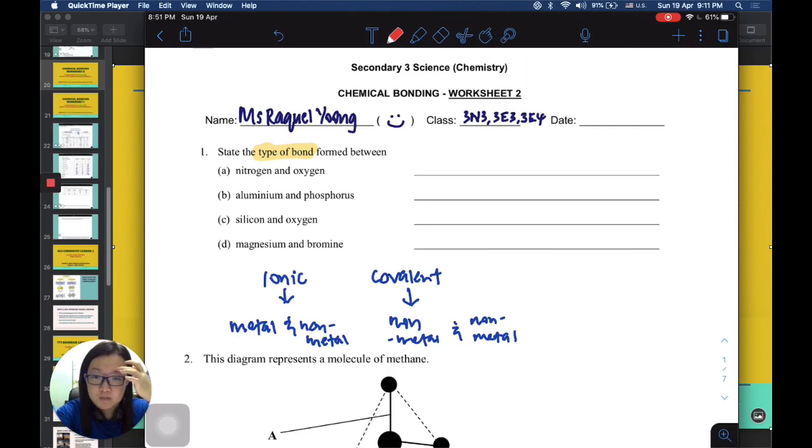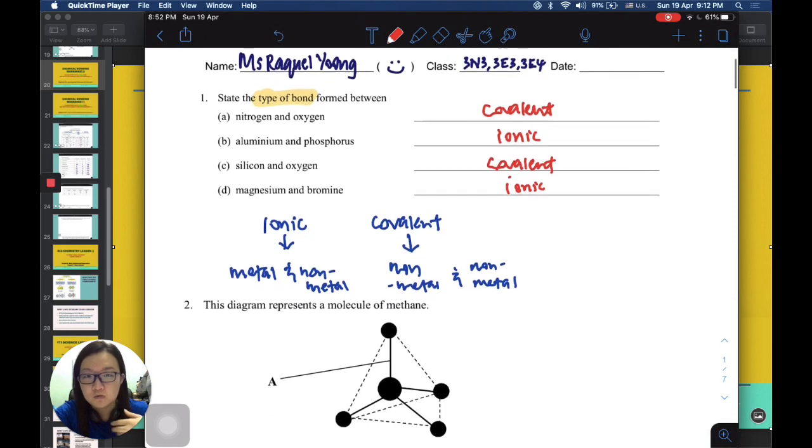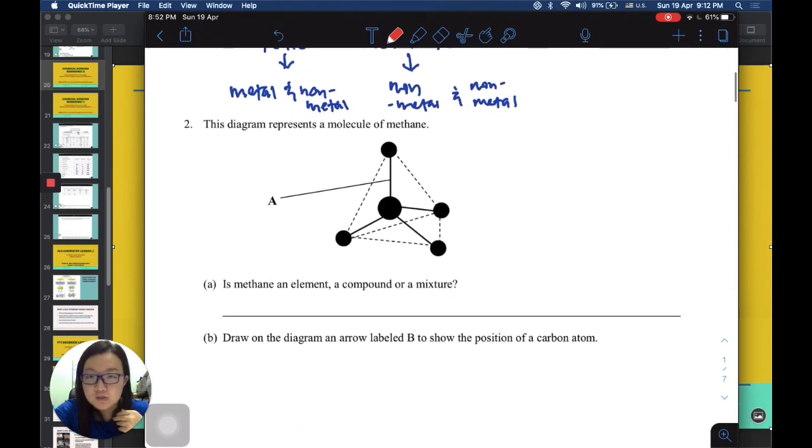So part A, nitrogen and oxygen, they are both on the right-hand side of the periodic table, so it's covalent. And then aluminium and phosphorus, it forms an ionic bond because aluminium is a metal, phosphorus is a non-metal. C, silicon and oxygen, both are non-metals, so they form covalent bonds. D, magnesium and bromine. Magnesium is a metal, bromine is a non-metal, so they form ionic bonds. Very straightforward. Next, question 2.